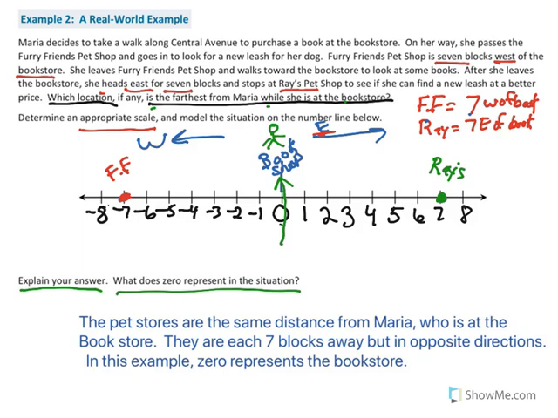So a good explanation could just talk about the distance and then the direction. So we would say they are 7 blocks away, but in opposite directions. That talks about the distance and then the direction. And then in this example, our 0 represents the bookstore. So we've answered all the questions now. We're good.